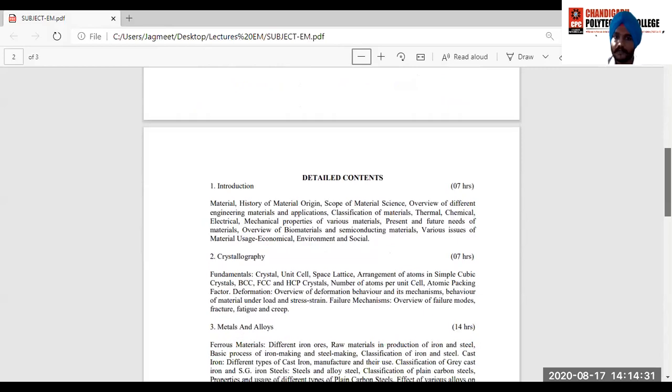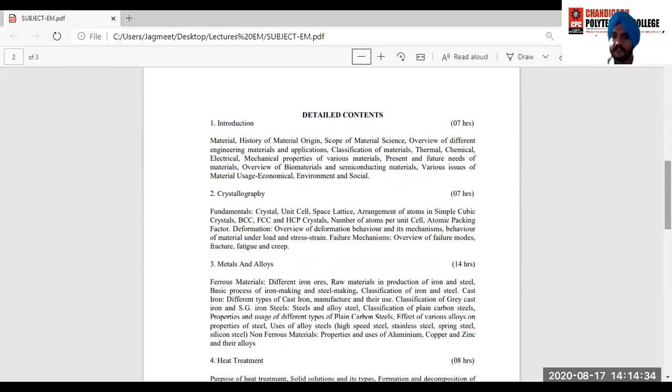This is the detailed content. In chapter number 1, we will discuss the origin of material, from where it is originated, scope of material, overview of different engineering material and applications, classification of material, thermal, chemical, electrical, mechanical, different mechanical property. We will discuss in this chapter what are the present and future need of material, what are the requirement of material, what are the impact of material on the environmental, social, and economical mediums.